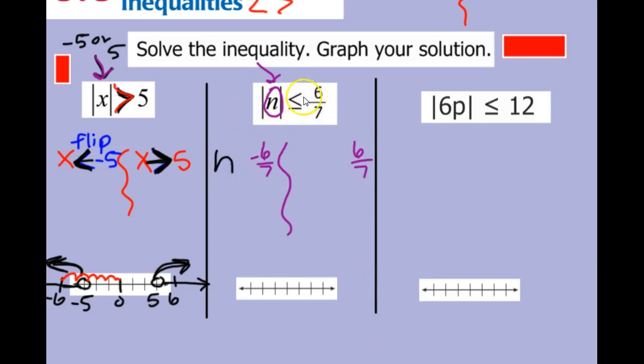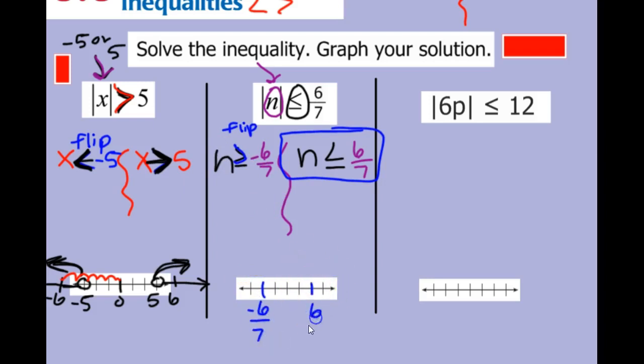So n, flip the sign with the negative, greater than or equal to -6/7, or n is less than or equal to 6/7. Exactly like it's written right here, and then flipped with the negative. I'm always putting the negative one on the left because it's easy to graph the negative numbers on the left and the positive numbers on the right, just like our number line. Positives to the right, negatives to the left. These are both closed circles, and on this one, like an L, less than 6/7 would be to the left, greater than would be to the right.